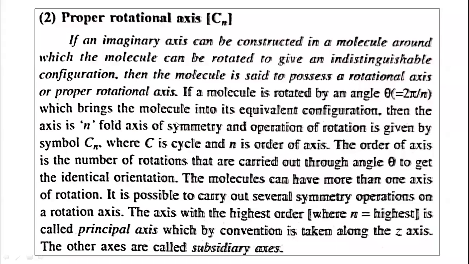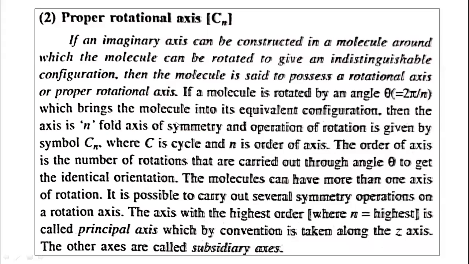Now if a molecule is rotated by an angle theta, where theta is equal to 2 pi upon n, then it is an n-fold axis of symmetry, and the operation of rotation is given by the symbol Cn.